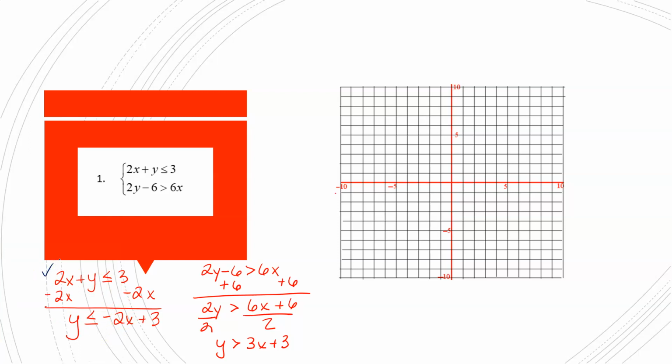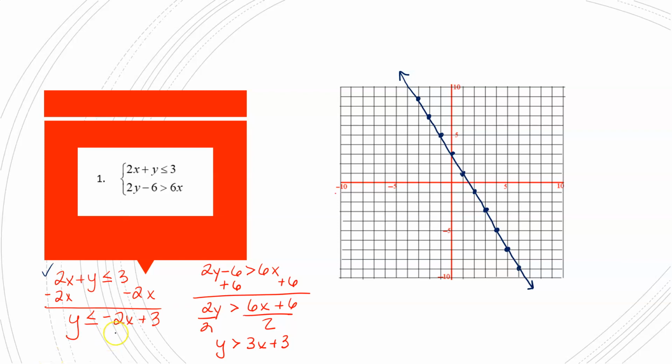This first one, I'm going to use a solid line. So I'm going to start at positive 3. My slope is negative 2. Solid line. Important to try to keep it straight. Ruler's a good idea. I'm going to graph this one. Well, let's go ahead and shade.